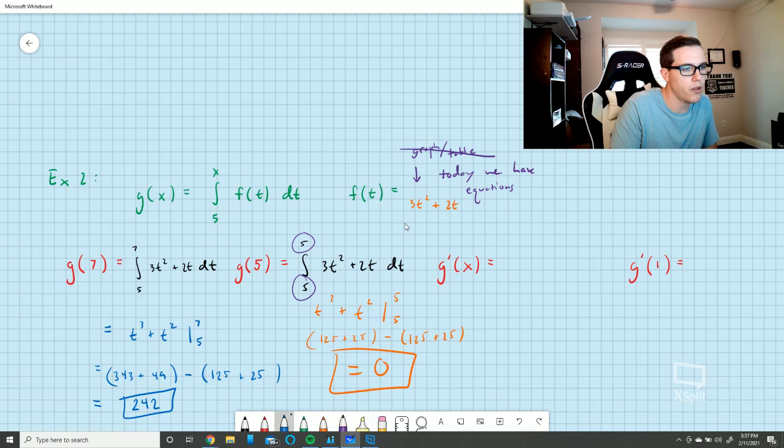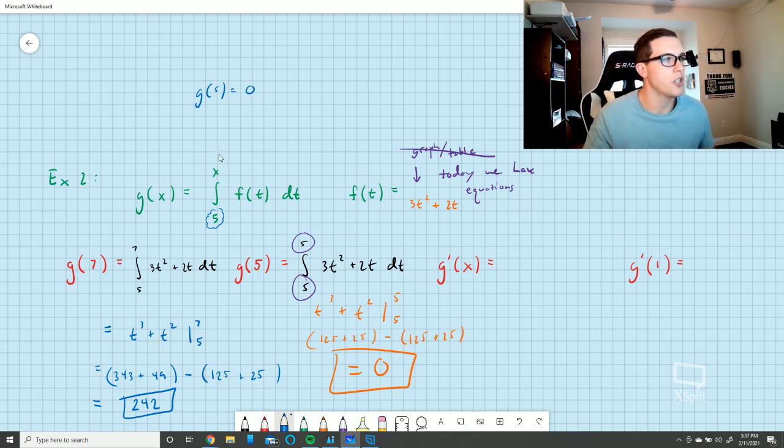Spoiler alert, it's kind of like this bottom value is giving you the initial condition. It's telling you g of the bottom bound equals 0. It's giving you the initial condition where the function itself equals 0. That's how that's going to factor in a little bit. You don't need to know that right now. Again, just go through the calculation.